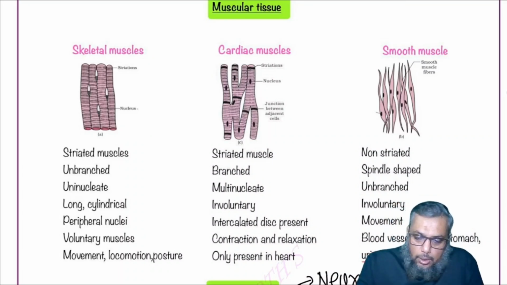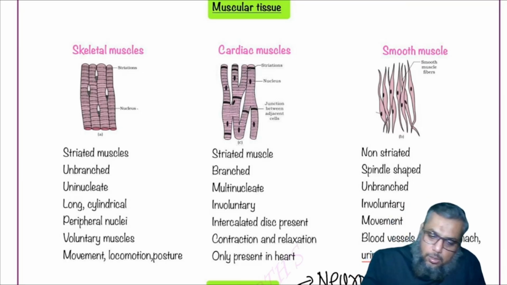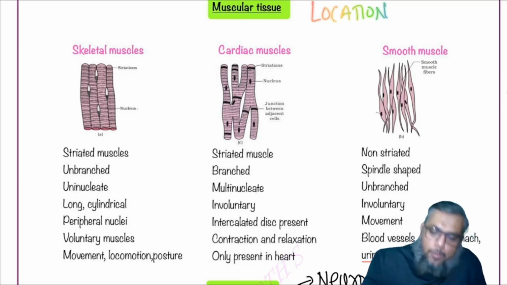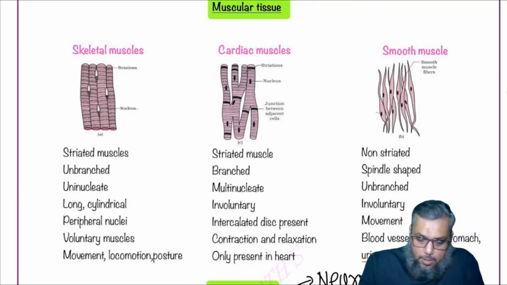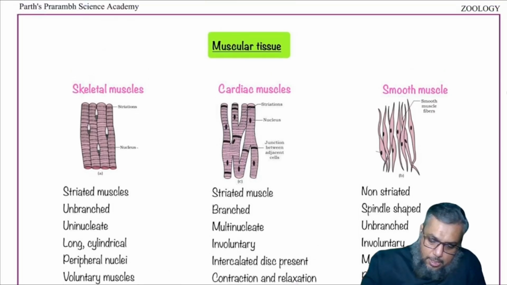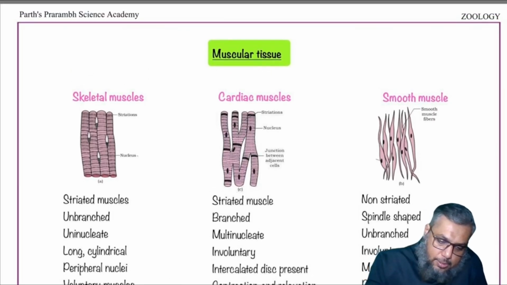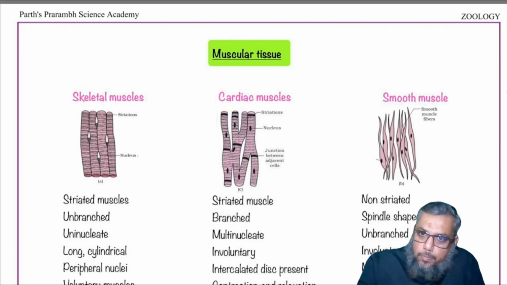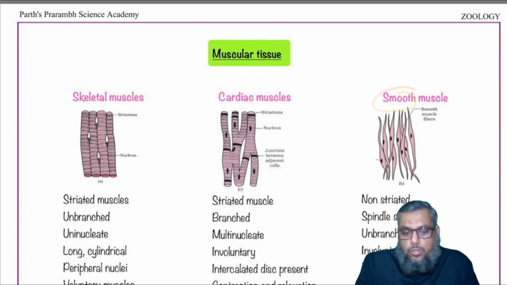Now, depending upon their location, कि वो लोग कहाँ पे located in the body, we can classify them as skeletal when they are connected to the bones. Within the heart, they are called cardiac muscles. In the internal organs, it is called the smooth muscle.